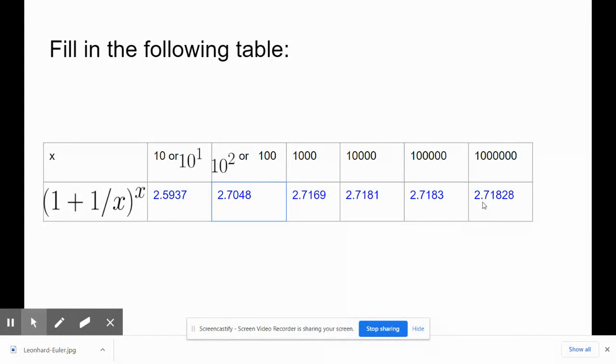And as we do that, notice that it approaches 2.71828 and so on.